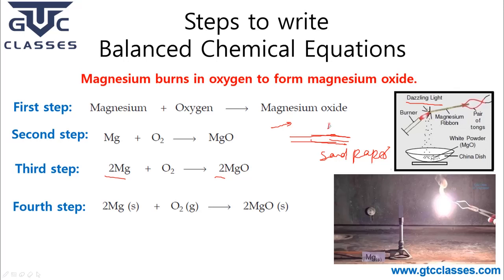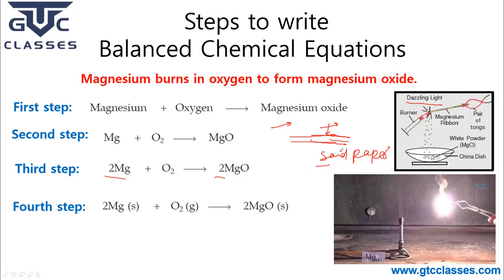The reason is that magnesium, in the presence of atmospheric oxygen, the outside layer, or the outer covering, gets oxidized. So if you burn without rubbing it, what will happen? This magnesium oxide will act as a layer and it will not allow magnesium to burn further. So in order to avoid that, first what we do, we rub it with sandpaper so that the magnesium oxide layer on the outer surface is removed, and that we can do by sandpaper.